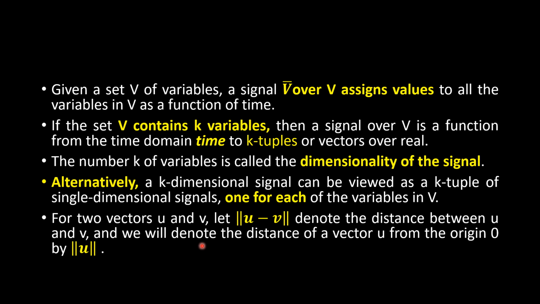We have to know about this thing also. When we have two vectors, one called u, the other called v, the norm of u minus v denotes the distance between u and v. And we will denote the distance of a vector u from the origin 0 by norm of u. So when we have two vectors u and v, the distance between them can be defined by this term, norm of u minus v.